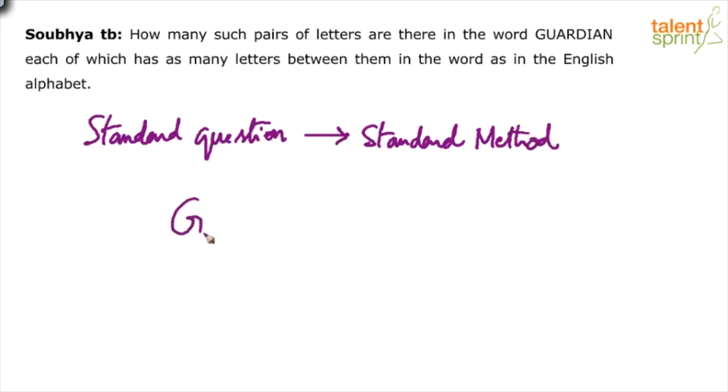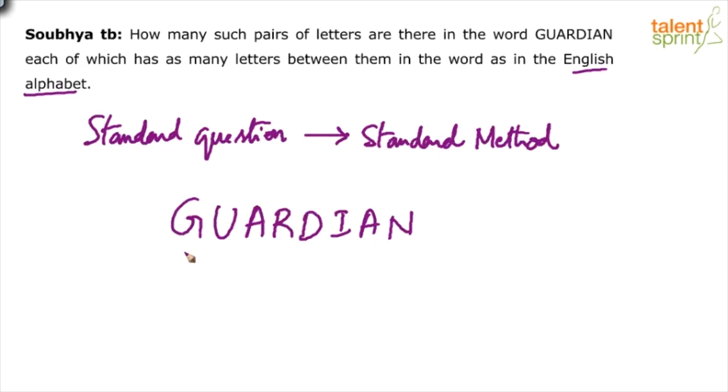So the question here is guardian. The word here is guardian. You have to find out how many pairs of letters are there in the word guardian, which have got as many letters between them in the word as in the English alphabet, right? So to help you understand what it actually means, let us look at one of the pairs. For example, I'm just taking a random example here so that I can explain you the meaning of the question, and then we'll find out how to get the number of pairs.